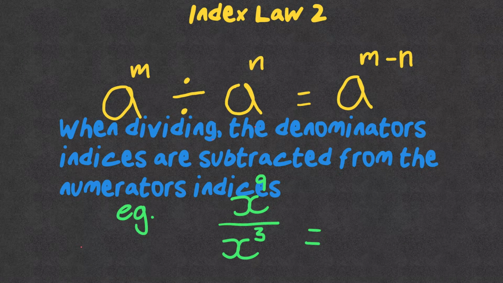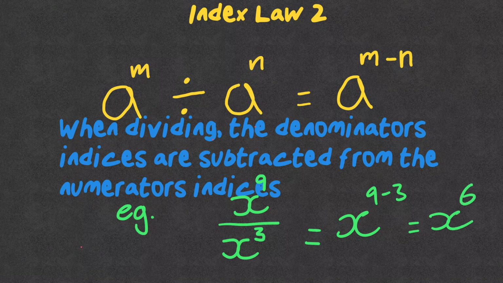Now down here, I'm not sure what's happened with my 9 there, but x to the power of 9 over x to the power of 3 would be the same as saying x to the power of 9 take 3, which is equal to x to the power of 6. So, when you're dividing a to the power of m divided by a to the power of n, you take the denominator's power away from the numerator's.